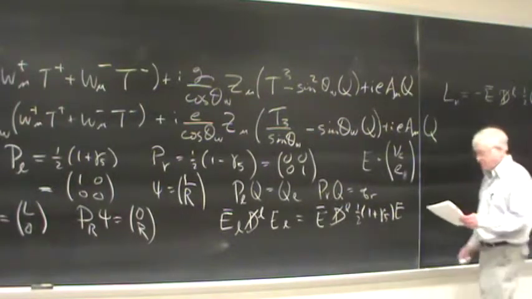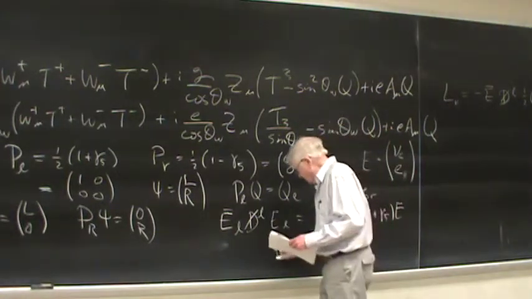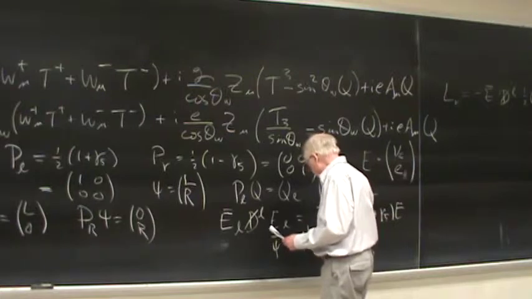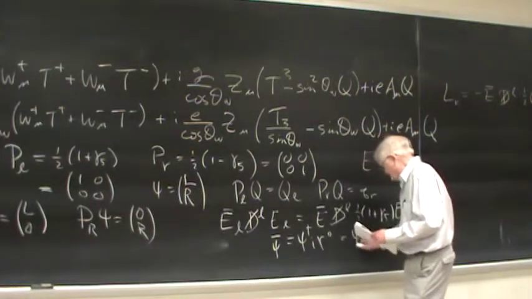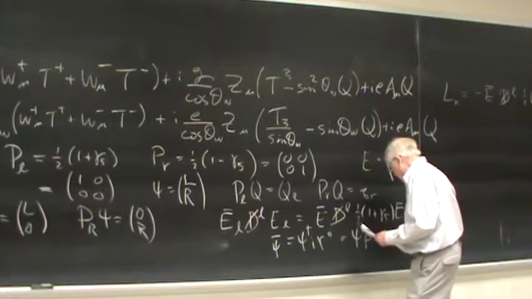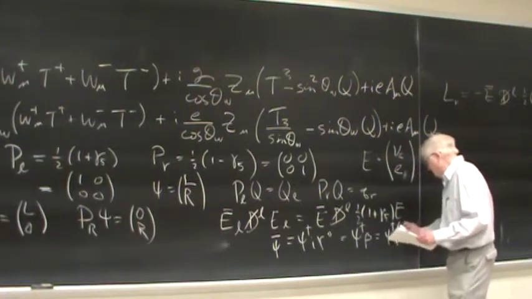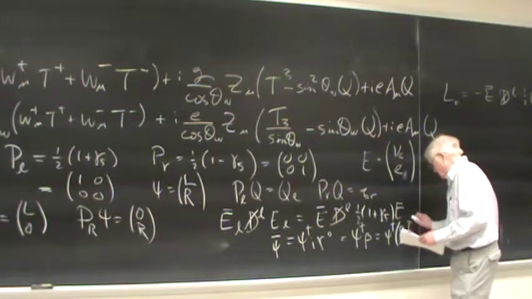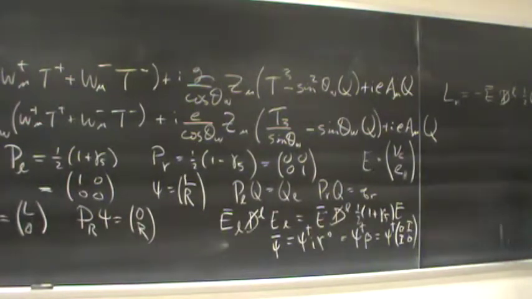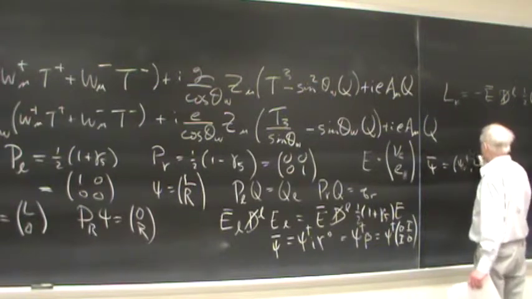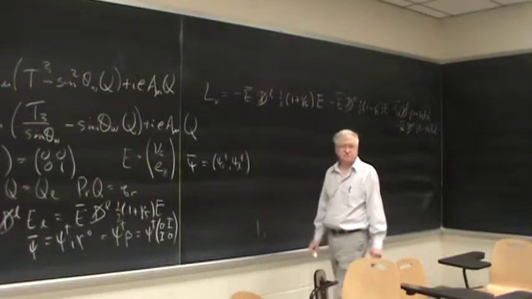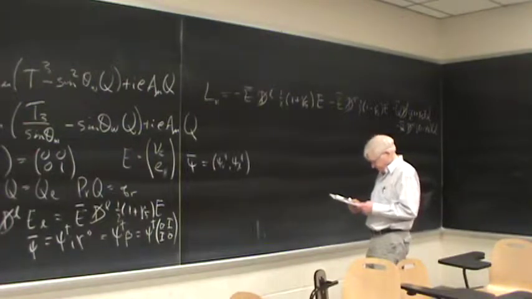Oh, and let me just remind you what the bar is. In Weinberg's notation, psi bar is psi dagger times i gamma 0, and that's the same as psi dagger beta, where beta is just 0, i, i, 0. So this psi bar is your psi dagger with left and right flipped, or interchanged. So in other words, psi bar is psi right dagger, psi left dagger. Looks like that. Okay.